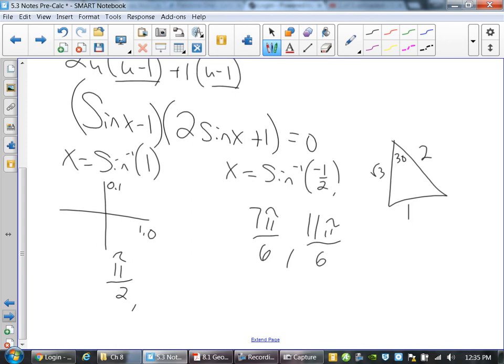There you go. You don't have to worry about tacking on that pi n or any of that other stuff because they put that bracket here between 0 and 2 pi. They're just looking for the angles within one revolution. So then your answer would just be pi over 2, 7 pi over 6, and 11 pi over 6.